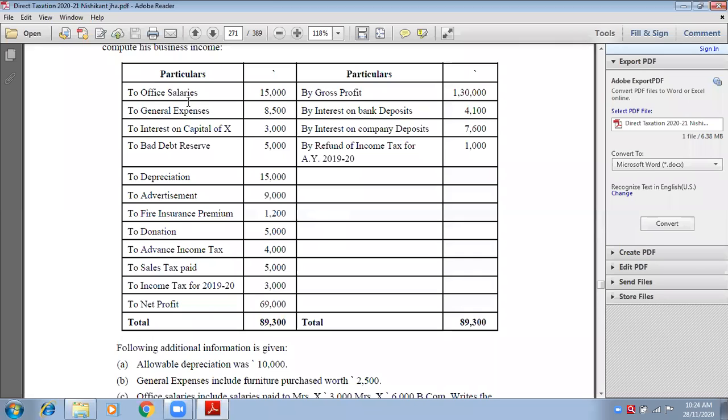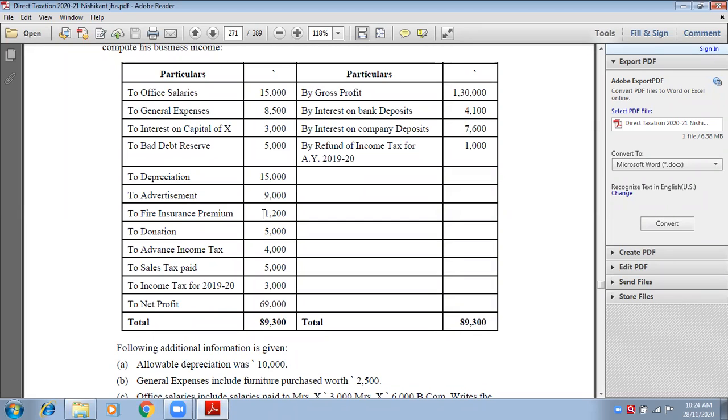Yes, ma'am. Now tell me expenses disallowed. In the head of the expenses disallowed, what all items you have written? Office salary, yes or no? No, ma'am. General expenses? No. Interest on capital? Yes, ma'am, 3,000. Bad debts reserves? Yes, 5,000. Very good. Depreciation? No, ma'am. Advertisement? No, ma'am.